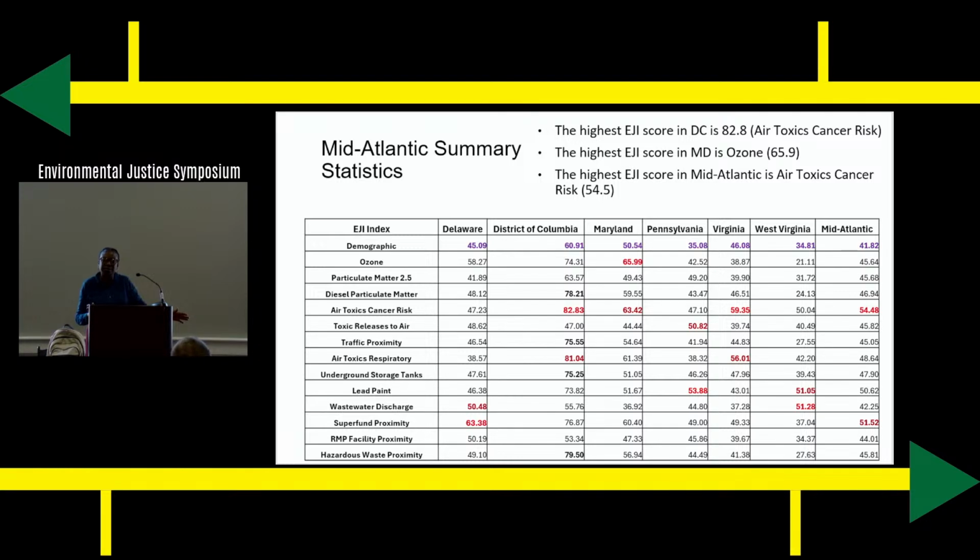How do they get this information, and what part of the city is it from? For this information, we extracted the data from EPA and broke it down for the Mid-Atlantic region. If you go to the tool and look at DC as a whole, you get the EJI for each of those indicators. So we extracted it and calculated it to give you the figures for the Mid-Atlantic region.